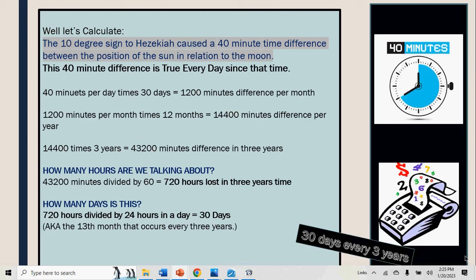14,400 times 3 years is 43,200 minutes difference in 3 years. So how many hours are we talking about? 43,200 minutes divided by 60 is 720 hours lost in 3 years' time. How many days is this? 720 hours divided by 24 hours in the day is equal to 30 days. That is, or AKA, the 13th month that occurs every 3 years.